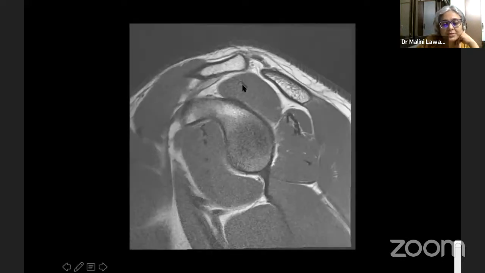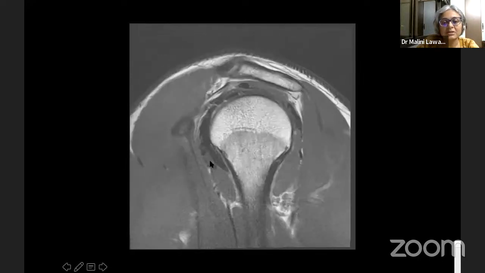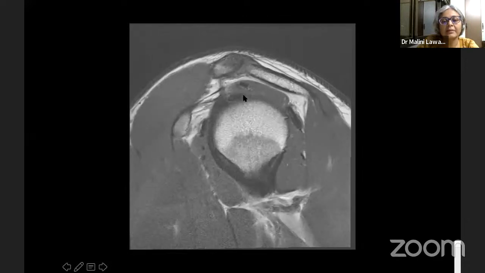Sagittal images: supraspinatus, infraspinatus, teres minor, and subscapularis muscle. And you can see how subscapularis is a multipennate muscle. So you can see all these multiple small tendon-like appearances. This is supraspinatus. This is infraspinatus. This is teres minor. This here is the long head of biceps tendon, this ovoid structure.